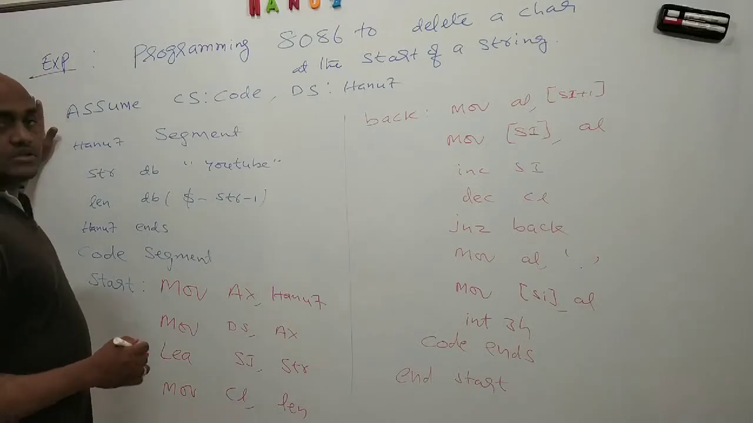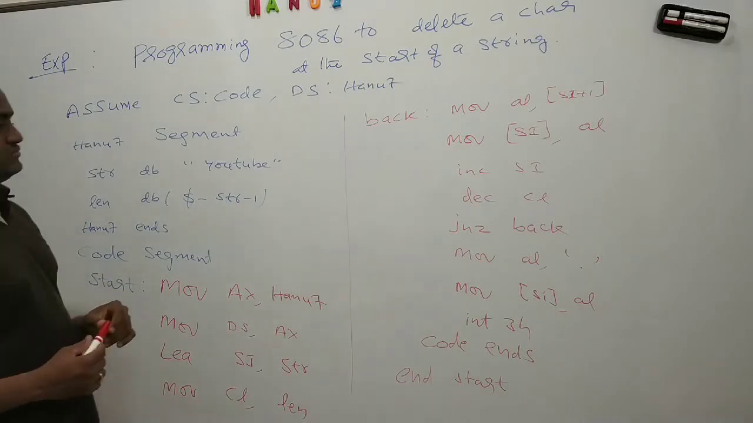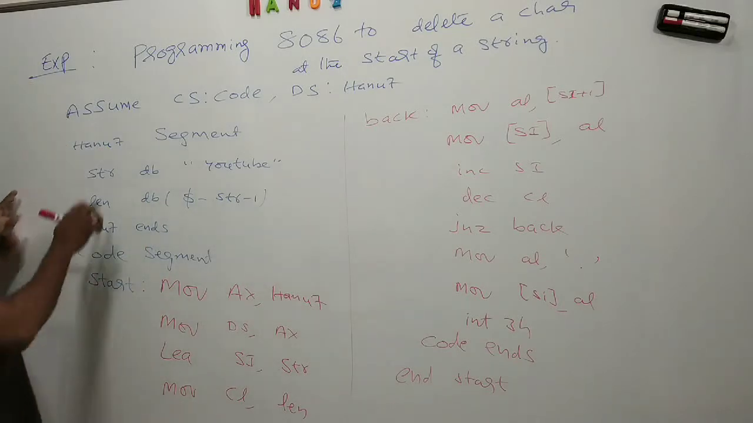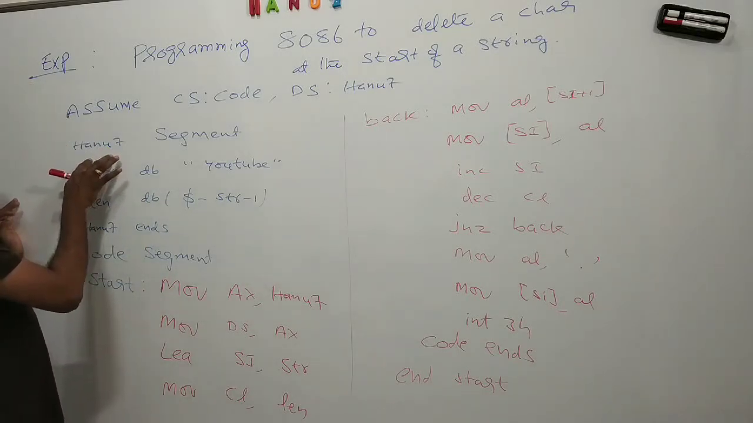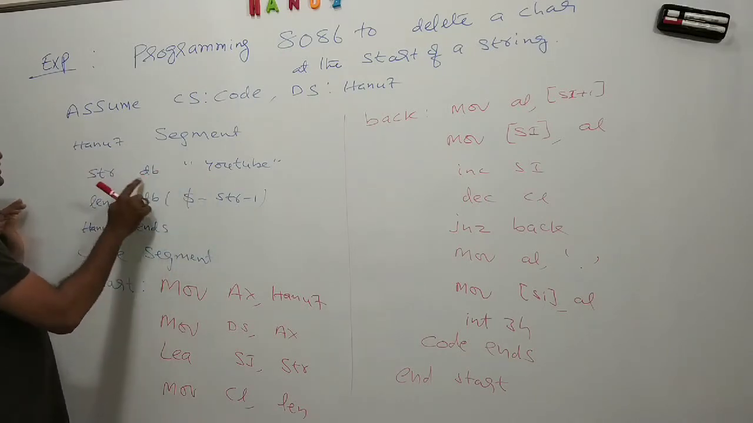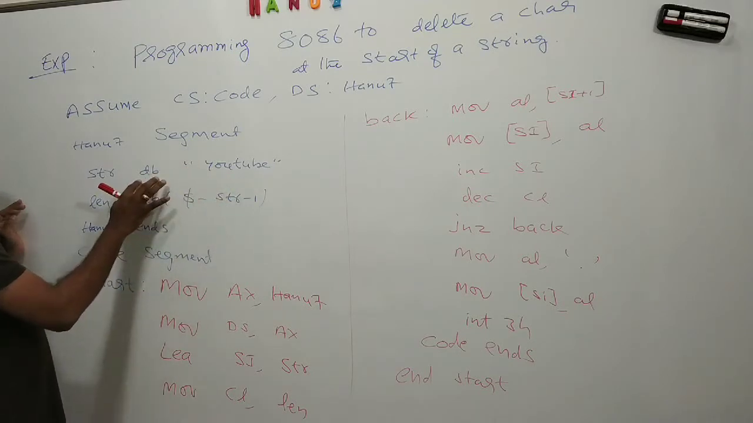Now, here is the program. For the logic we have discussed just now, I wrote a program. Look at the data segment. The data segment name I have given is Anu7. In this I define my input string, str db 'YouTube'. This YouTube is a string of byte size.